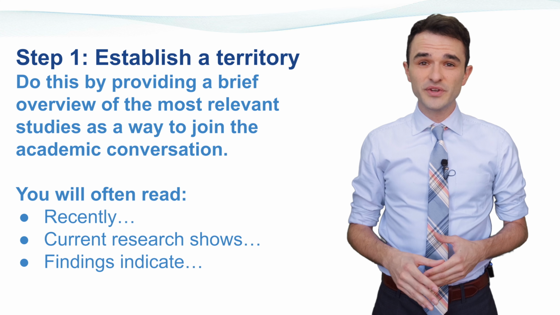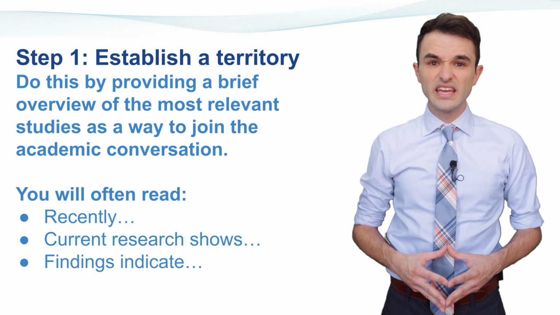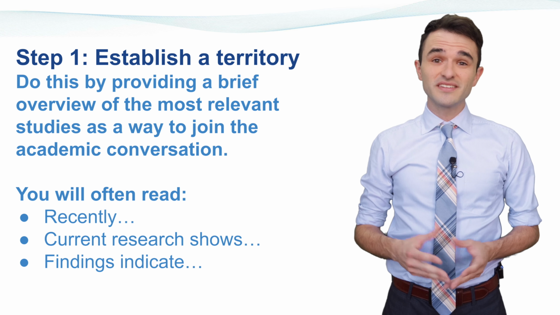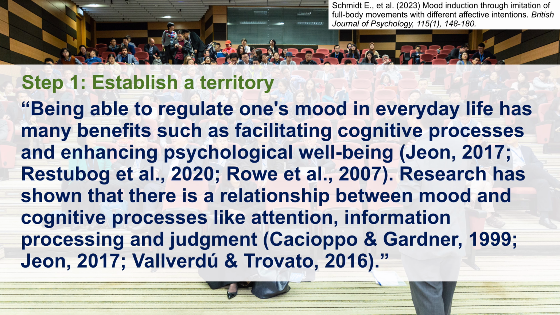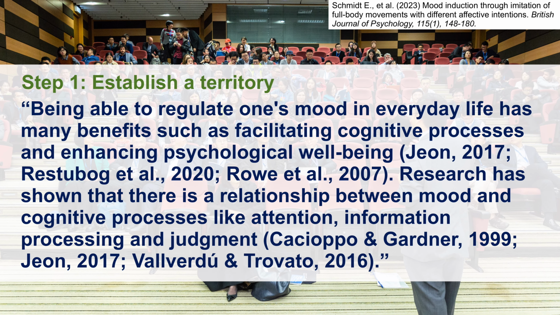In this step, you will often read "recently" or "current research shows" or "findings indicate" to establish a territory. Often, this is where your annotated bibliography will come in handy. Example text. Being able to regulate one's mood in everyday life has many benefits, such as facilitating cognitive processes and enhancing psychological well-being. Research has shown that there is a relationship between mood and cognitive processes like attention, information processing and judgment.